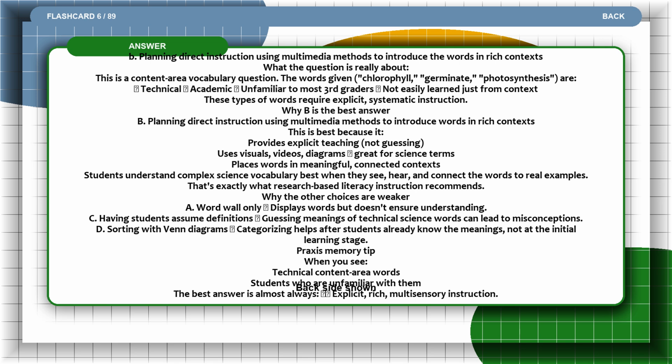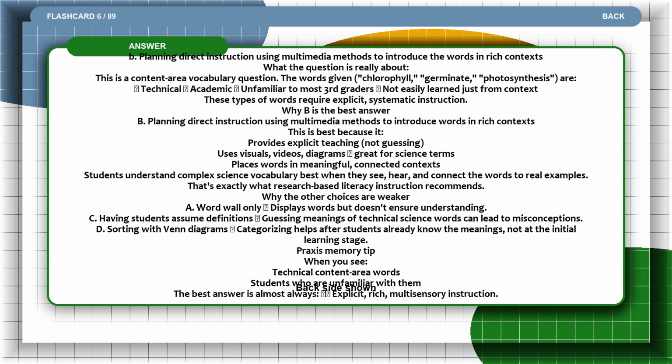Why B is the best answer. B. Planning direct instruction using multimedia methods to introduce words in rich contexts. This is best because it provides explicit teaching, not guessing. Uses visuals, videos, diagrams, which is great for science terms. Places words in meaningful, connected contexts. Students understand complex science vocabulary best when they see, hear, and connect the words to real examples. That's exactly what research-based literacy instruction recommends.